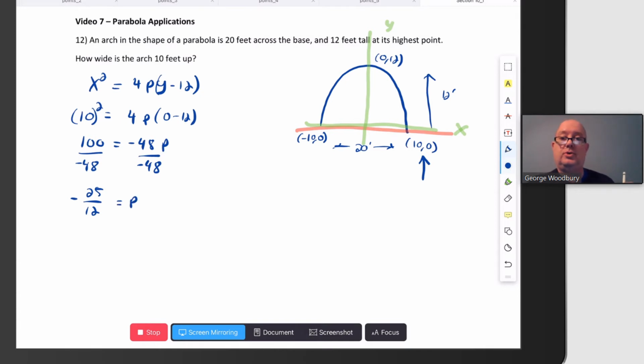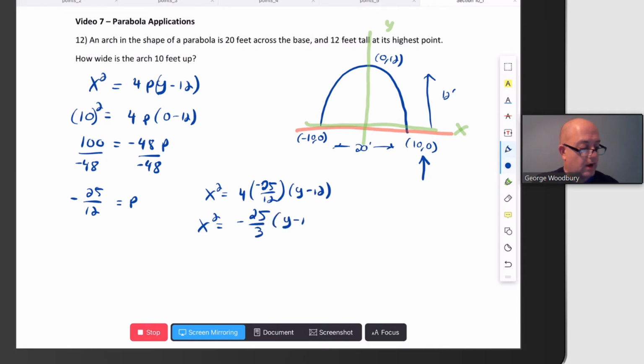Next, we want to write the equation. x squared equals 4 times negative 25 twelfths times (y minus 12), or x squared equals negative 25 thirds times (y minus 12). So I've got an equation that models this parabola. Now I can go after answering the question.